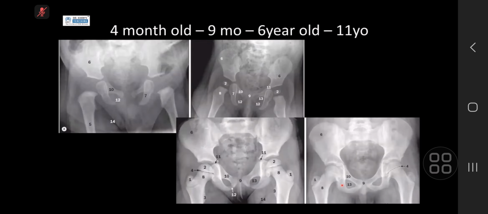Now, DDH, just a little bit of DDH. The reason why we do it as early as possible, so 4 to 6 weeks, and then we can monitor them up to about 4 to 6 months, is because of the ossification center.